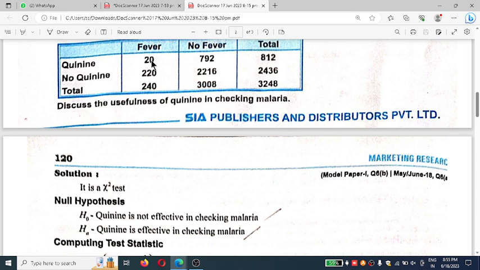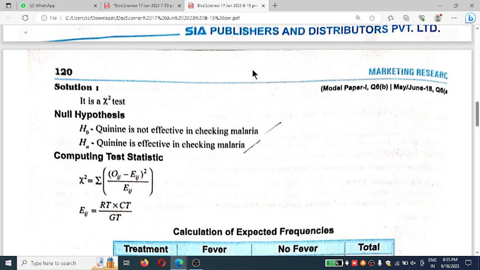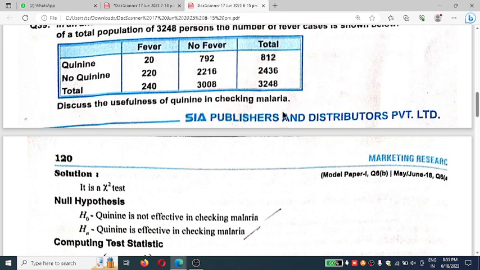Students, suppose I am calculating the first row and first column. For this 20, I will multiply the row total 240 into the column total 812 divided by 3248. That means column total multiplied by row total divided by the grand total 3248. This is for first row and first column, and you got 60.